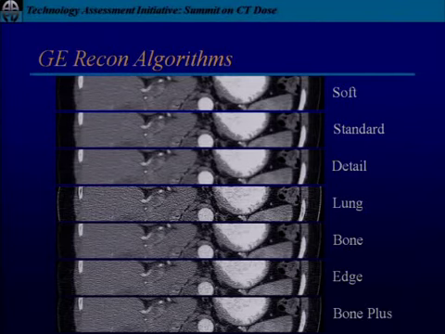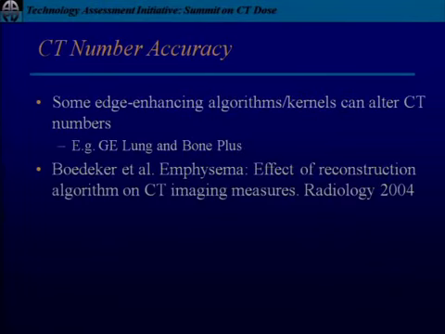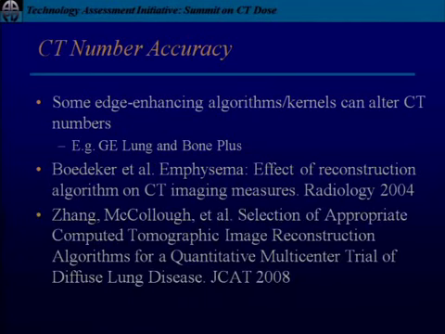The different reconstruction algorithms on the GE, I think this is 2, 4, 7 of them. A short list of the algorithms. The accuracy of the CT number can be affected by the algorithm that you use. And there are a couple papers, one from Crispin Bodecker, one from Mike McNitt-Gray's past students, and one that we did, that showed that with a couple of these algorithms, your CT number in small objects, like maybe a pulmonary nodule, is changed because these are very edge-enhancing algorithms.